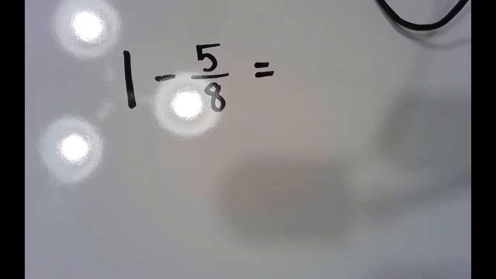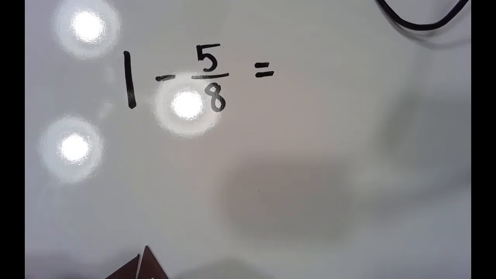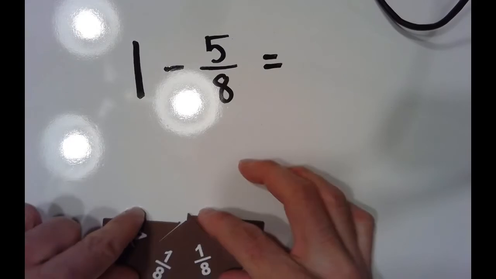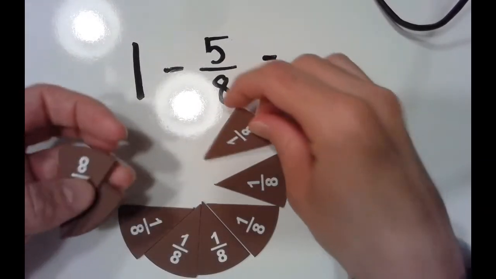I want to show you with my fraction circles exactly what this would look like, in case any of you are wondering why I am changing my one whole into a fraction form. So let me get out my pieces here. I'm going to build a pizza. If I'm going to eat 5/8 of the pizza, then clearly that tells me that my pizza is cut into 8 slices, because I'm eating 5/8 of the pizza.